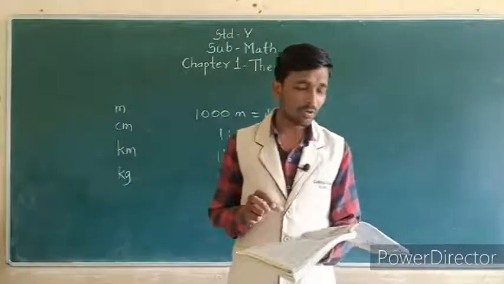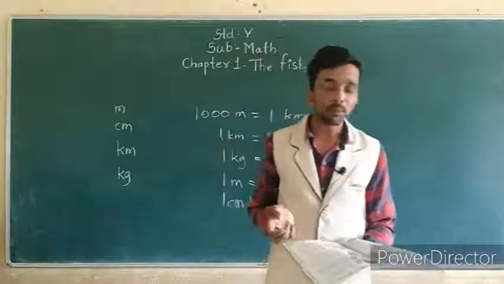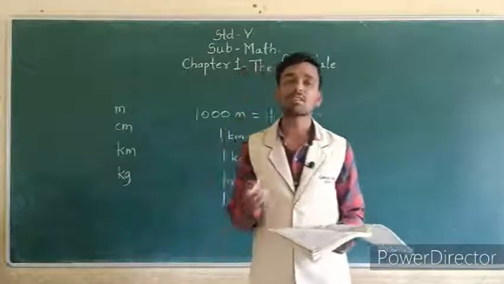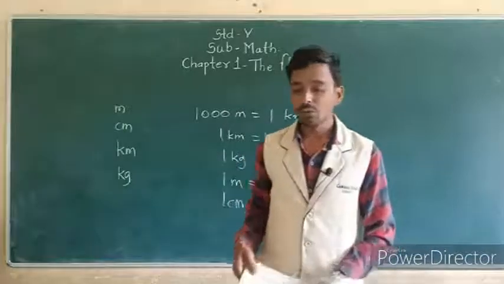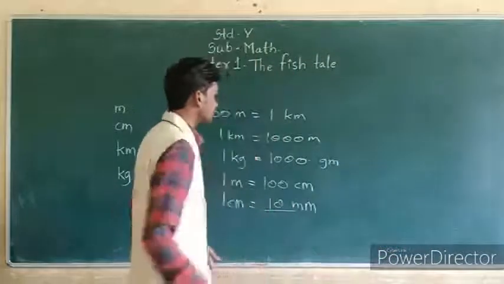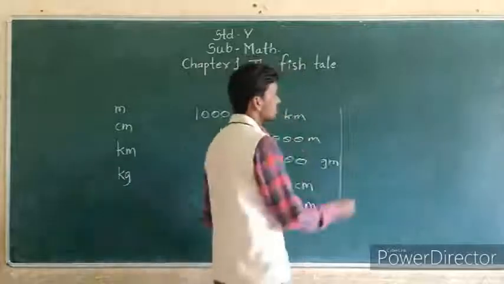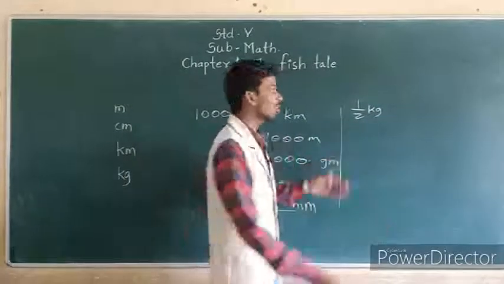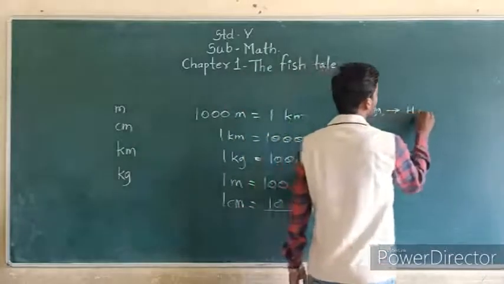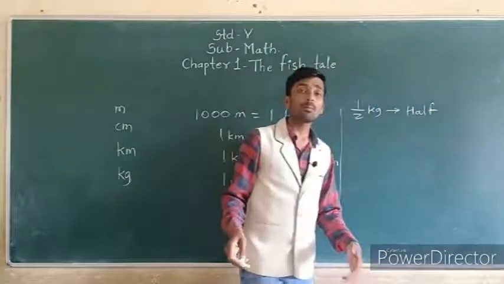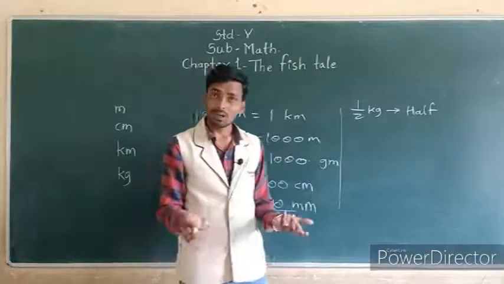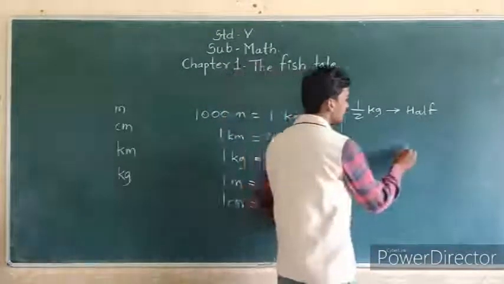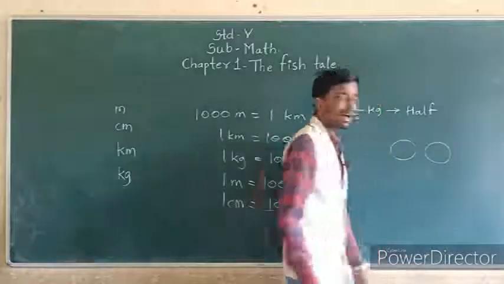Also we have to see the addition of numbers, multiplication of numbers, division of numbers, subtraction of numbers. Also we have to see the fractions. Which fractions? 1 upon 2 kg. 1 upon 2 kg is called half. 1 upon 2 means what? There are 2 parts. 2 parts means, see, this is half kg, this is half kg.